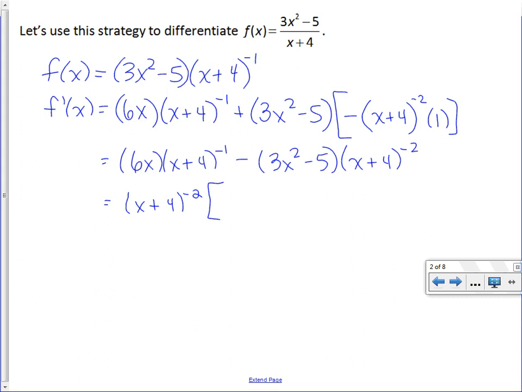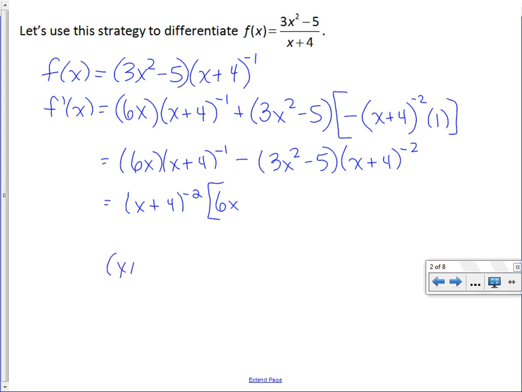the 6x did not come out, so I need to rewrite that. When you take out x plus 4 to the negative 2 and you had x plus 4 to the negative 1, what's going to be left over in this spot? Remember, when you're factoring out, you're dividing. You just divided x plus 4 to the negative 1 by x plus 4 to the negative 2. According to exponent rules, what does that leave you with?